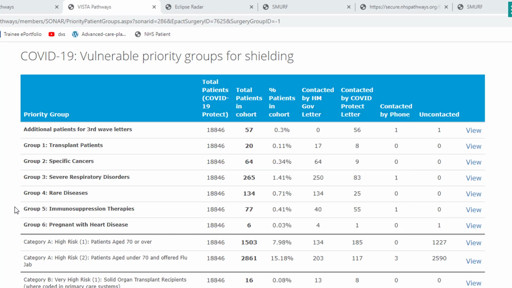Our pregnant with heart disease figure shows 6 on the screen. We actually only have 2 that have got heart disease and are pregnant and should be shielding. The other 4 have got some reference to heart disease that's been recorded through baby scans, and it's the baby that's the problem, not the actual pregnant lady. So it's worthwhile just reviewing, and it's quite a small number.